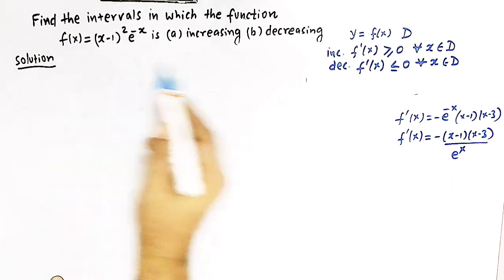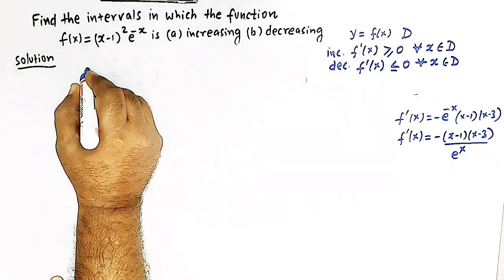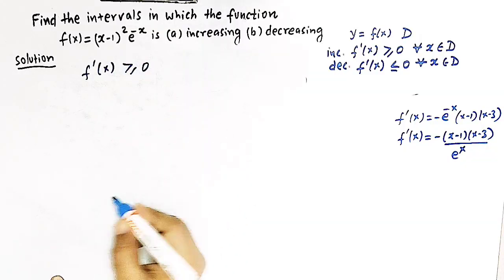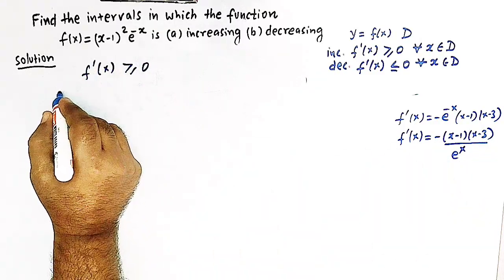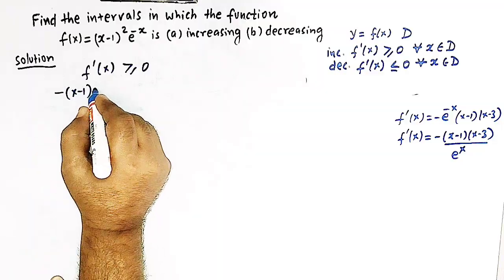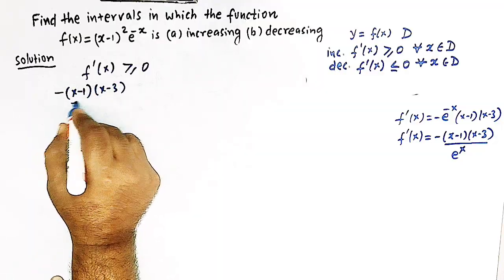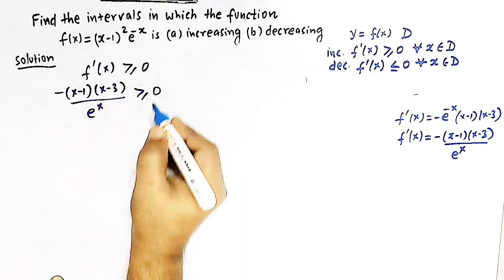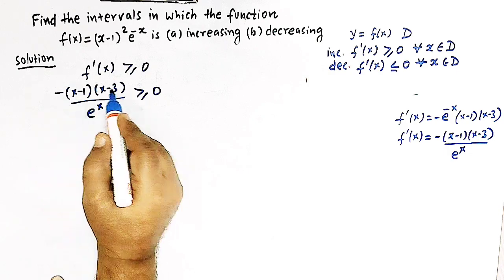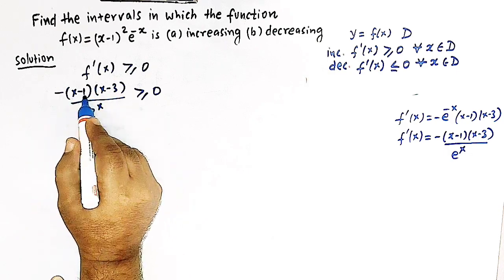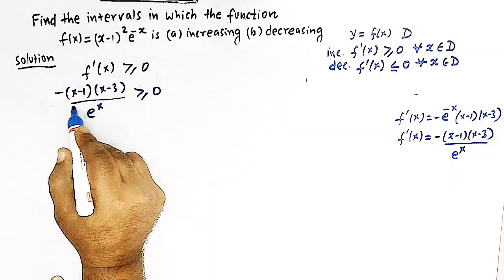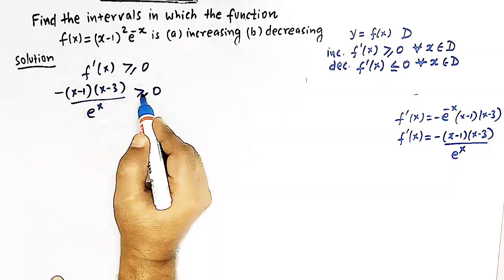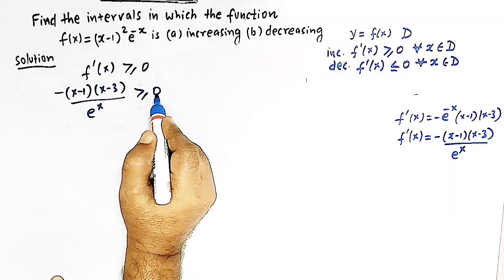So now this function is said to be an increasing function if we have f prime of x greater than or equal to 0. And here we have f prime of x as negative of (x minus 1)(x minus 3) over e raised to x, and this is greater than or equal to 0, right? So this entire quantity is greater than or equal to 0.